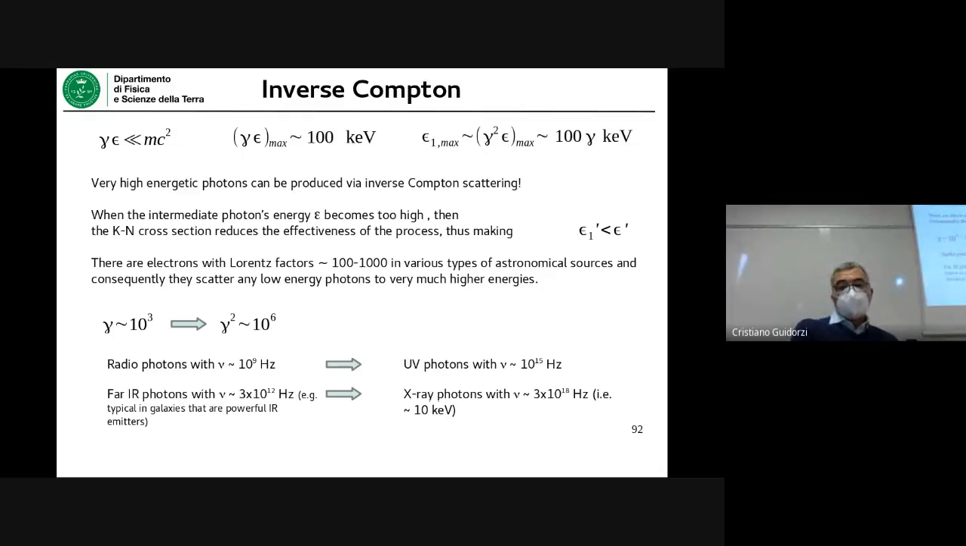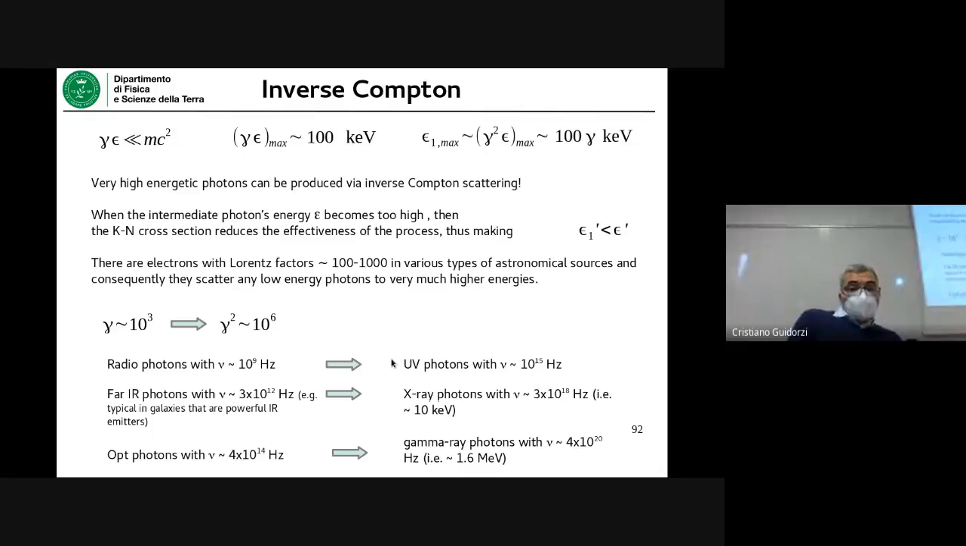I remind you that soft X-rays are in the range 10 to 17. 1 keV is 2.4 times 10 to 17 Hertz, just to remember. So this is just one order of magnitude higher, 3.3 times 10 to 18. So it means instead of 1 keV, 10 keV. So 10 keV, so this is X-ray.